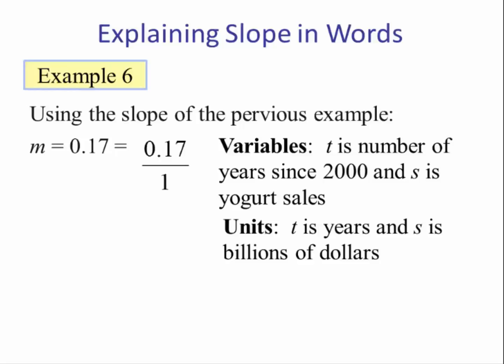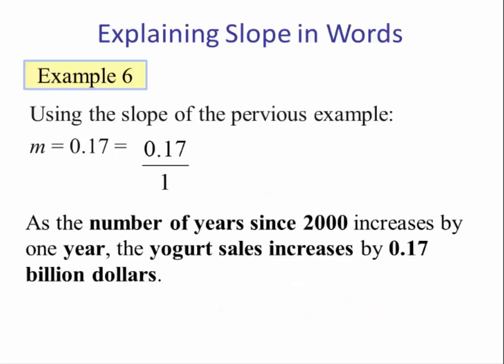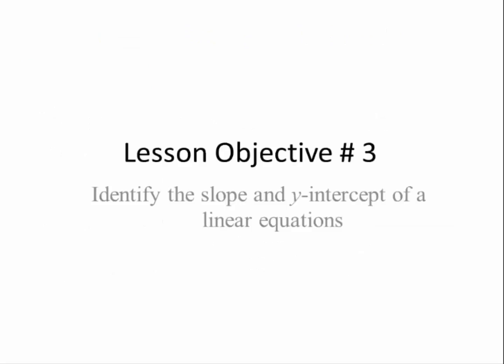So to interpret this slope, we would say, as the x variable increases by 1 unit, the y variable either increases or decreases by m units. So in this case, we would say, as the number of years since 2000 increases by 1 year, the yogurt sales increases by $0.17 billion. Lesson objective.